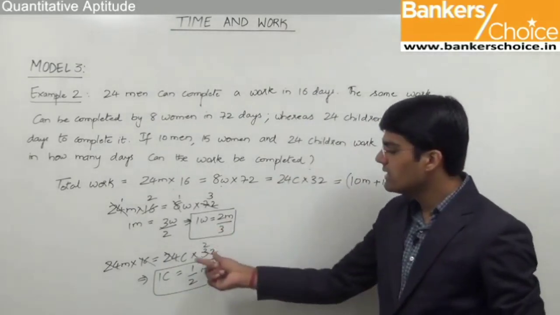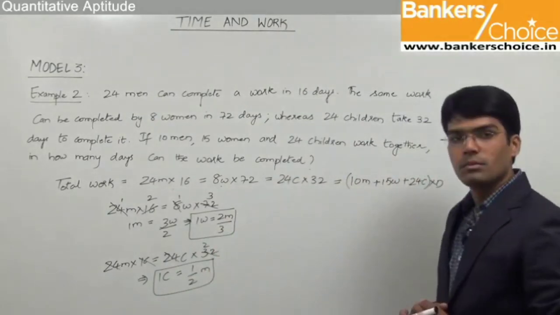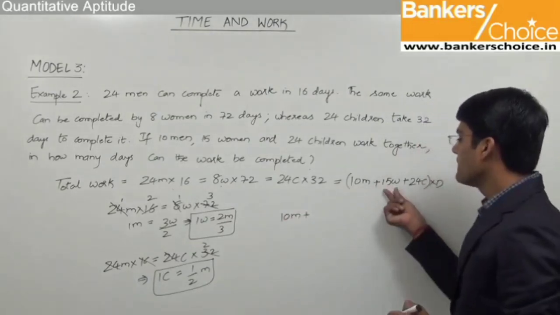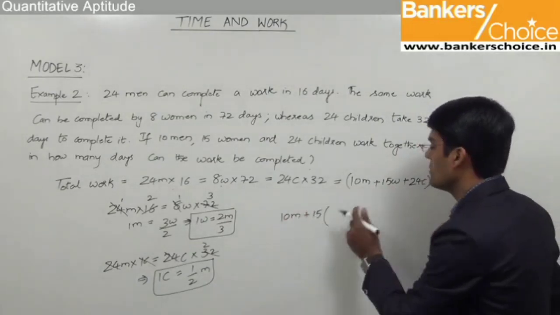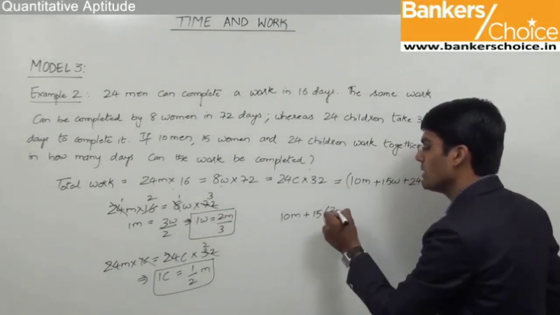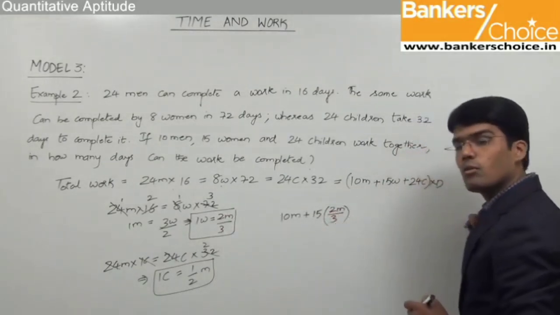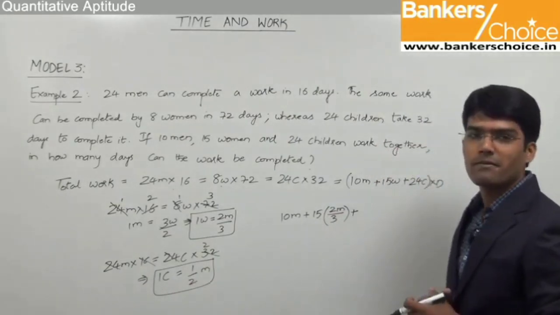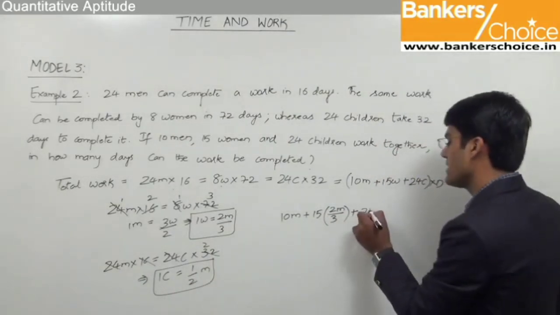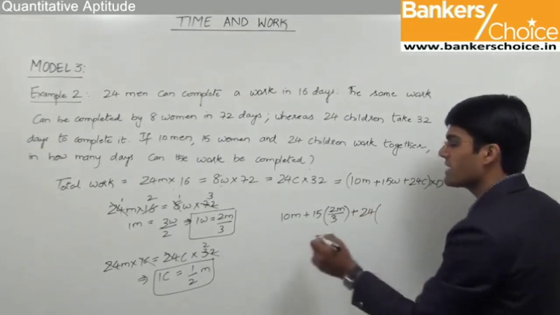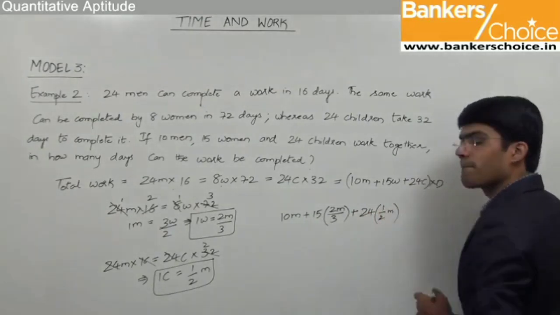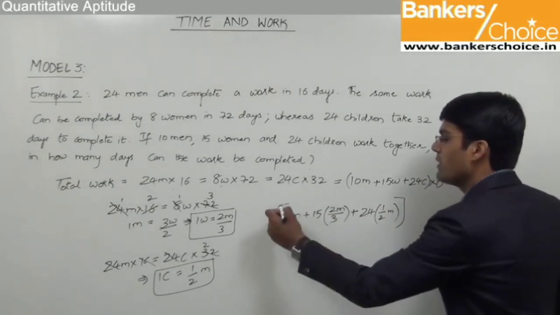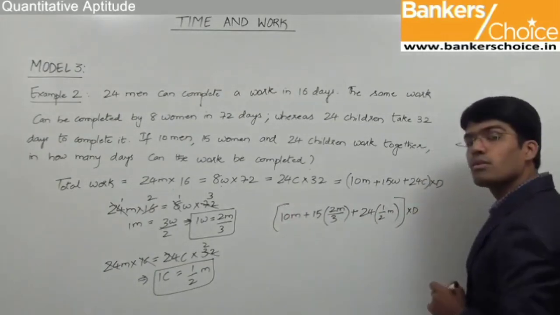Let us now substitute these relationships in the given group. So we find that 10 men are men as it is. 15 women can be taken as 15 into, we know that one woman is equal to 2/3 of a man, so 2 by 3 into man, plus 24 children. We know that one child's capacity is half of a man's capacity, so 24 children can be taken as simply 24 into 1 by 2 men. So this is the total group only in terms of men, and this should be multiplied with the number of days. That is nothing but total work.